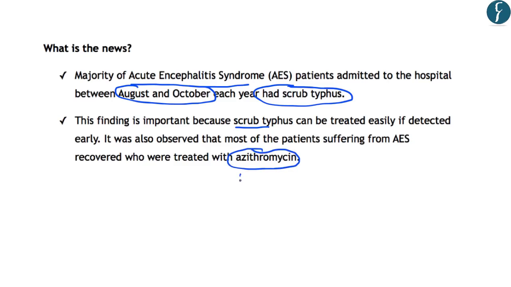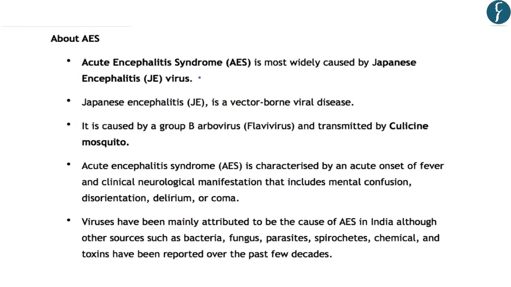So you should remember this fact that azithromycin is used to treat AES, the acute encephalitis syndrome. Now regarding the acute encephalitis syndrome, it is most widely caused by the Japanese encephalitis virus. And the Japanese encephalitis virus is a vector-borne viral disease. Vector-borne viral disease means the virus is carried by a vector. For example, mosquito is a vector. And we know that malaria is a vector-borne disease. So Japanese encephalitis is a vector-borne viral disease.